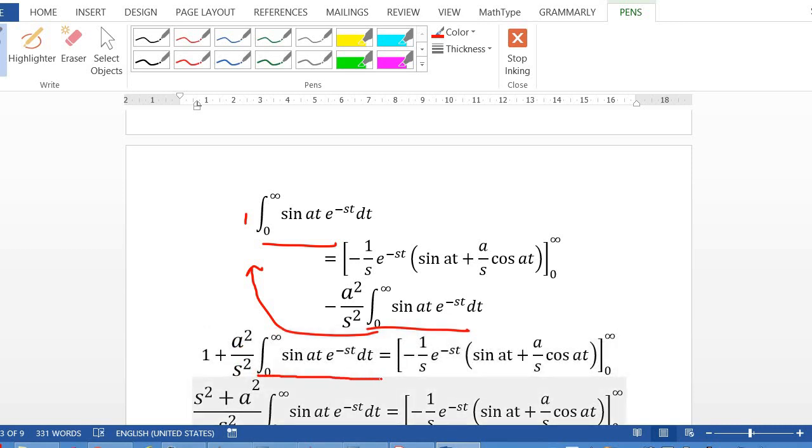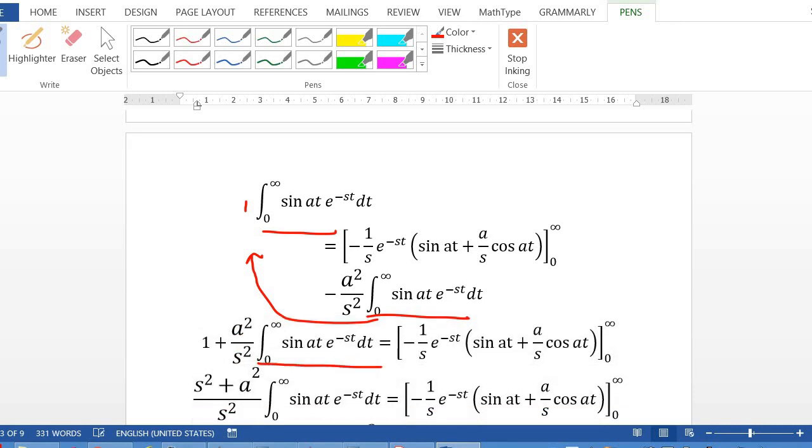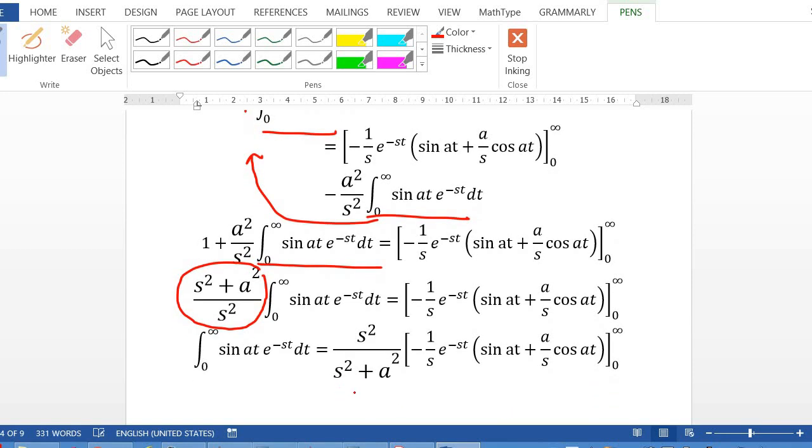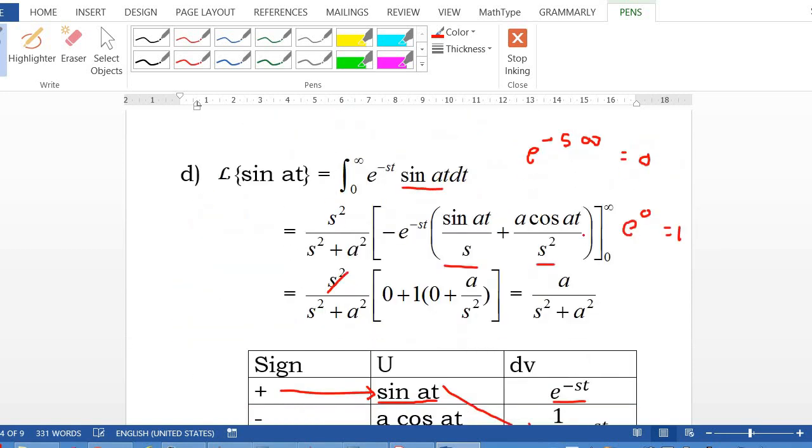This is the integral that we want to solve. And 1 changes to s squared over s squared. You want to find the integral of sin at exponent negative st dt. So this coefficient goes to the right hand side to become s squared over s squared plus a squared. So this result is what we obtain here.